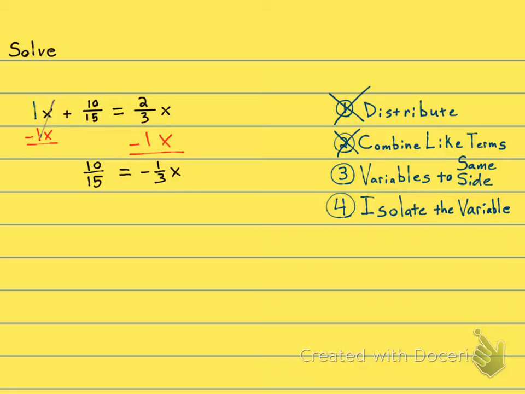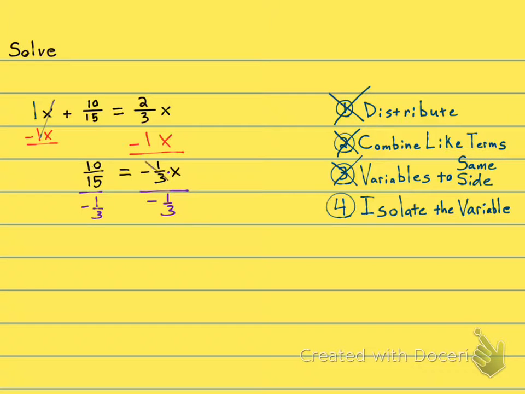One more step to get the x by itself. We have brought all our variables to the same side. We need to isolate the variable. We need to get this x all by himself. So he is being multiplied times a negative 1/3. We are going to divide by negative 1/3. And what we do to the right side, we need to do to the left side. Divide both sides by negative 1/3.